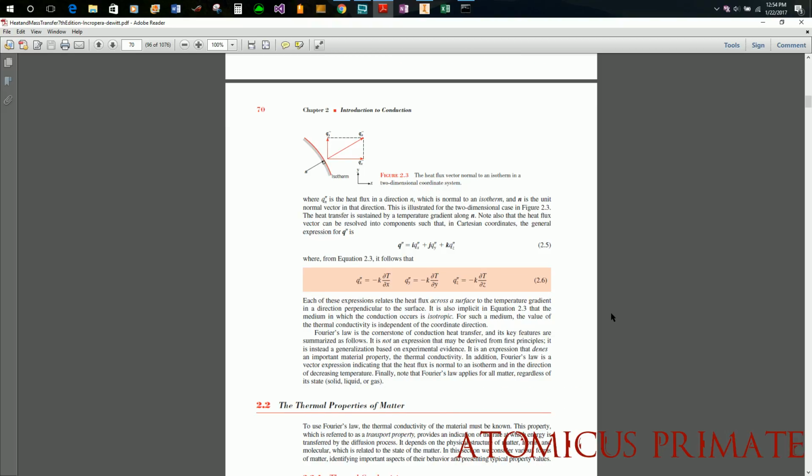Continuing reading, each of these expressions relates the heat flux across a surface to the temperature gradient in a direction perpendicular to the surface. It is also implicit in equation 2.3 that the medium in which the conduction occurs is isotropic. For such a medium, the value of the thermal conductivity is independent of the coordinate system. Doesn't matter which way you go.